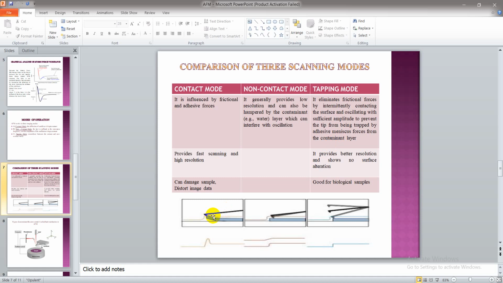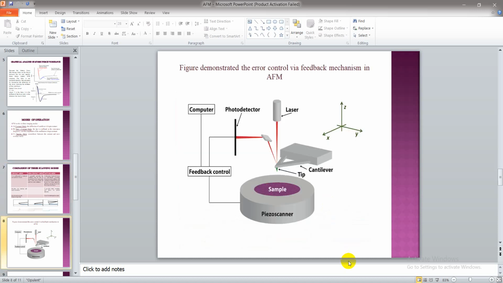We can see with the help of a figure. Here the tip is in contact. Here the tip is not in contact, and here these three modes are analyzing. It is in contact or it is not in contact. So the middle one is indicating the intermittent mode. So it is in contact or somewhere it is in non-contact. So these are basically the three modes.